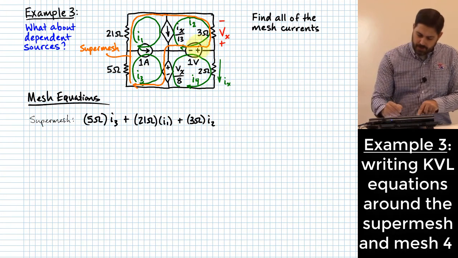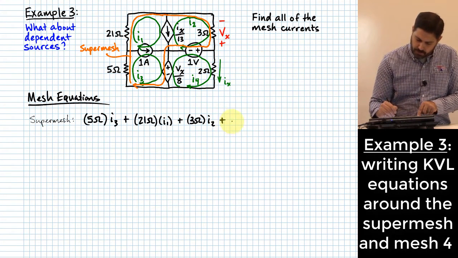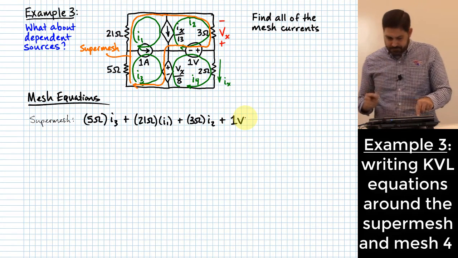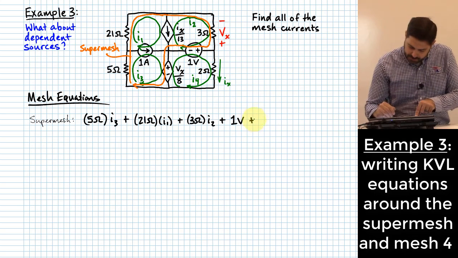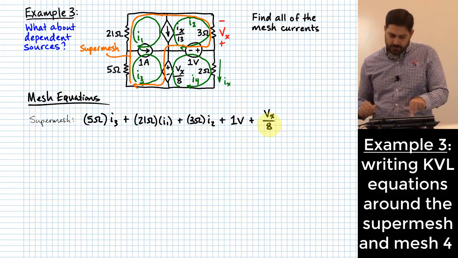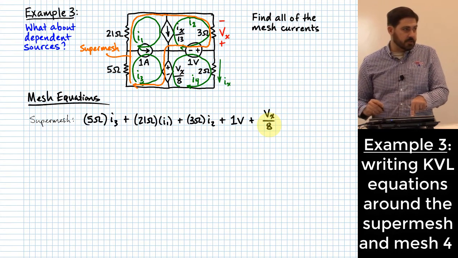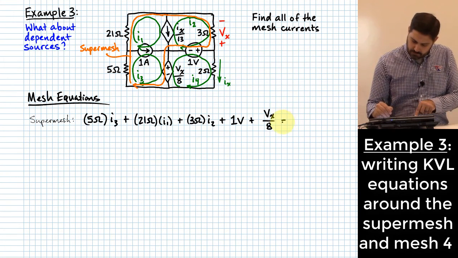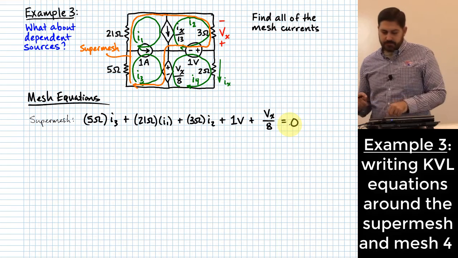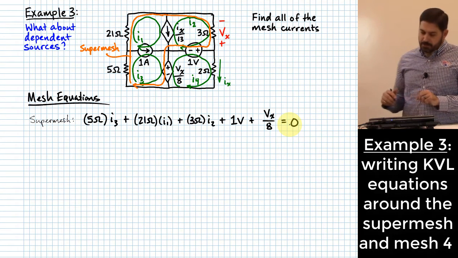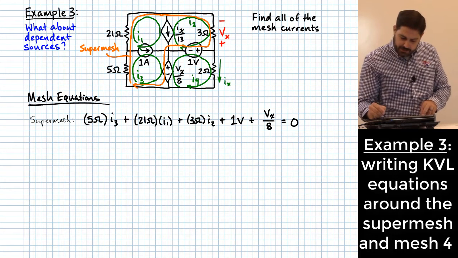All right. Then what? Plus 1 volt. Okay. Plus Vx over 8. Does that take me back to the beginning of my voltage loop? It does. Okay? So that's the super mesh, and then the other one I will identify here.